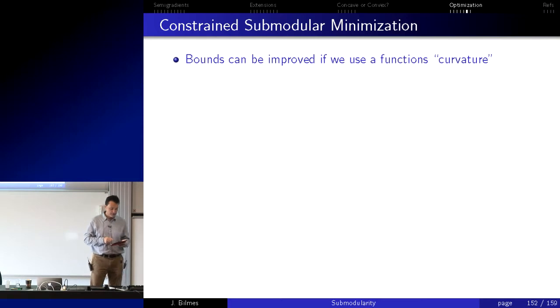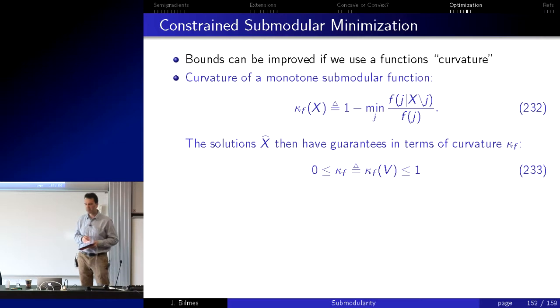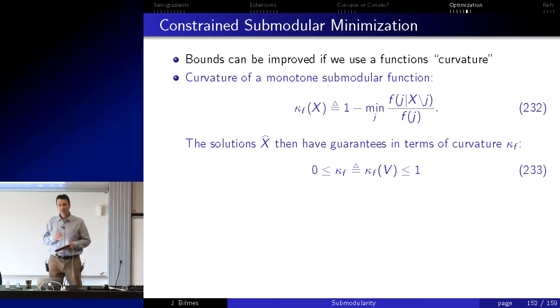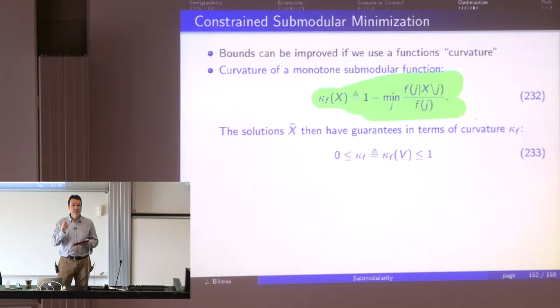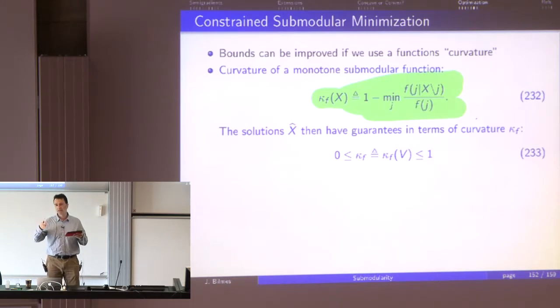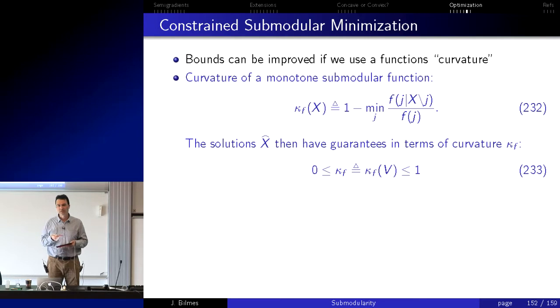Now, for constrained submodular minimization, the bounds can be significantly improved depending on the curvature. So what is the curvature? You look at the gain of a submodular function, and the curvature at a set k is equal to 1 minus the min over j of this ratio. It's the ratio of the smallest gain of j divided by the largest gain of j. And if you evaluate the curvature at v, then it's the smallest possible ratio between the smallest possible gain and the largest possible gain.